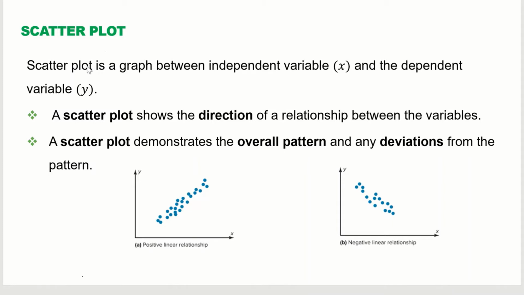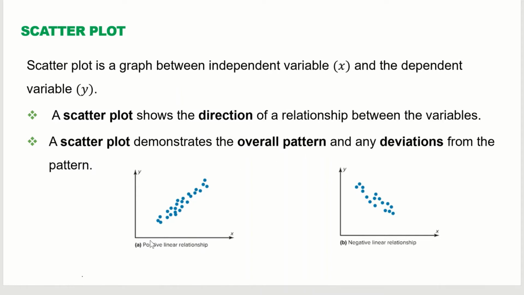When we say scatter plot, it's a graph between the independent variable x and the dependent variable y. So we'll have the independent variable along the x-axis and the dependent variable along the y-axis, and we draw the graph. We just plot the points, the ordered pairs, and we look at the pattern. A scatter plot shows the direction of the relationship between the variables.